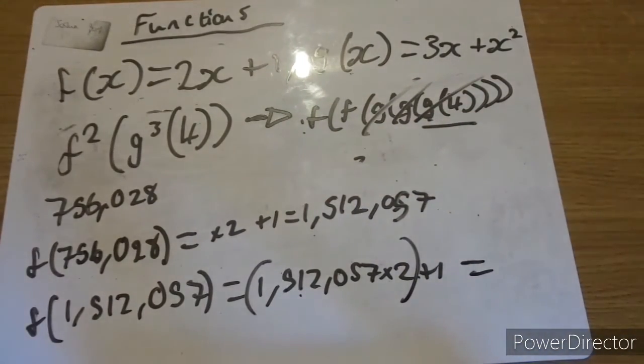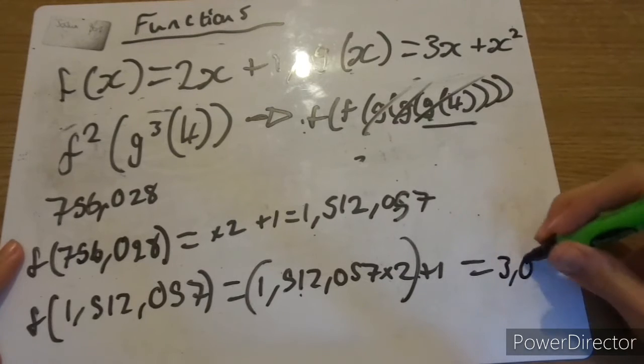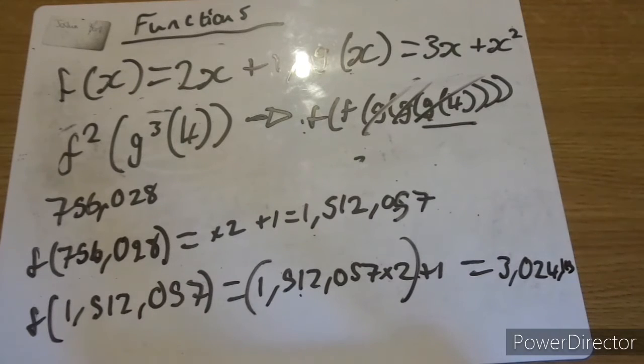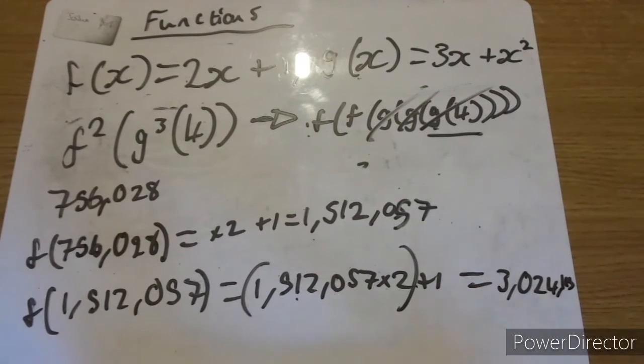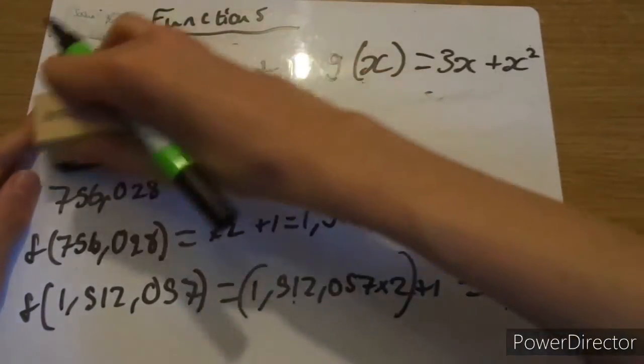Now you've got to times that by 2 and add 1, which should give you 3,024,115. Let me just make it clear, you would never get an exam question that hard on the actual GCSE higher tier paper, or any paper for that matter. I doubt you'd get this hard, but if you do, well, I had to do it, I suppose.